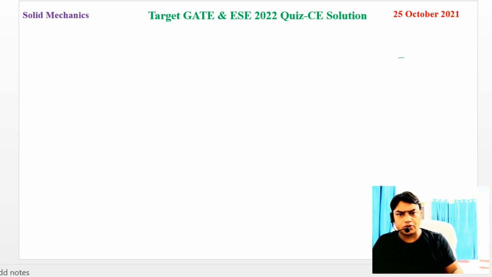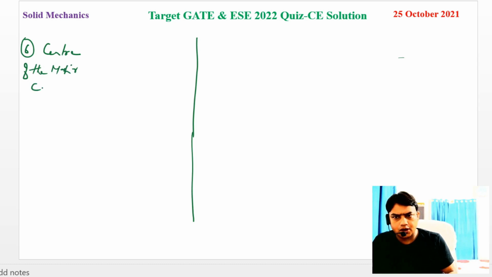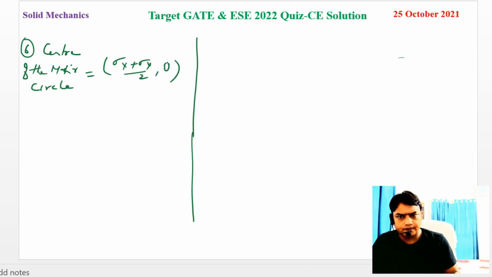Similarly, if I write about the Mohr circle, in stress transformation, the center of the Mohr circle is sigma x plus sigma y by 2 and 0, and in strain transformation, the center can be written as epsilon x plus epsilon y by 2 and 0.